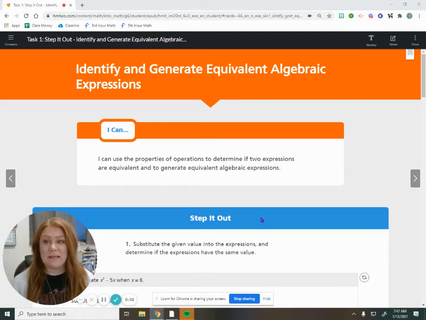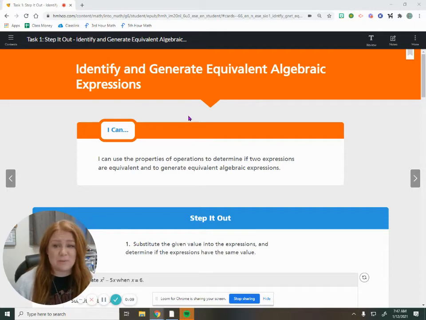We are going to be working on lesson 8.5 today. So we are going to be looking at algebraic expressions and using different properties to determine if they are equivalent or not, or making an equivalent expression.